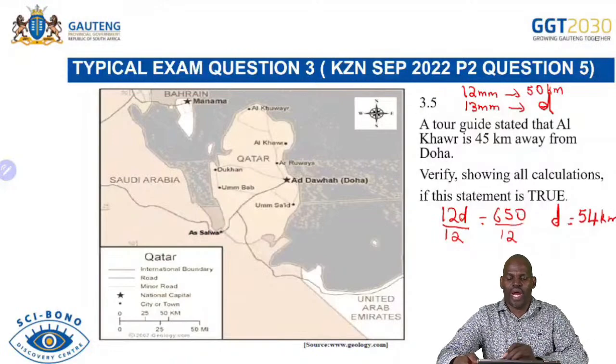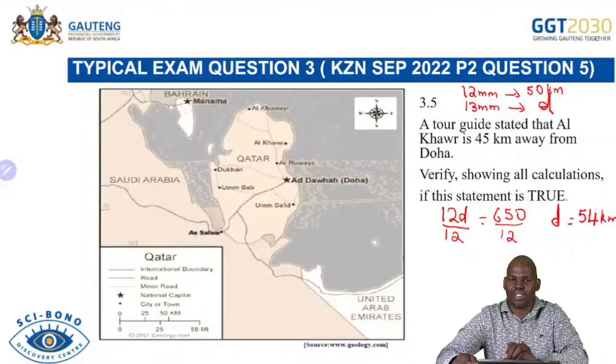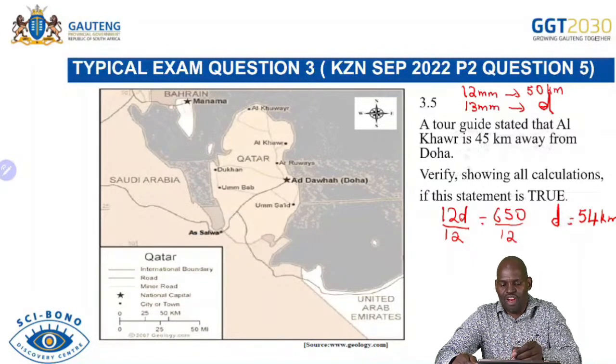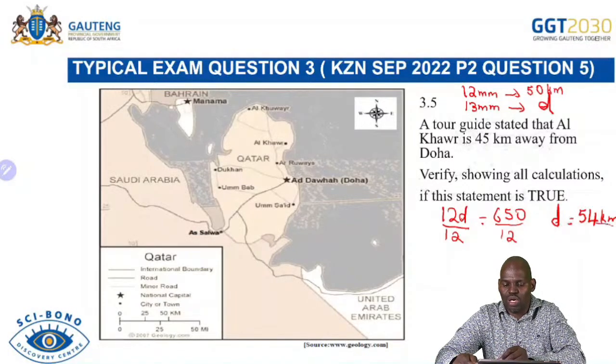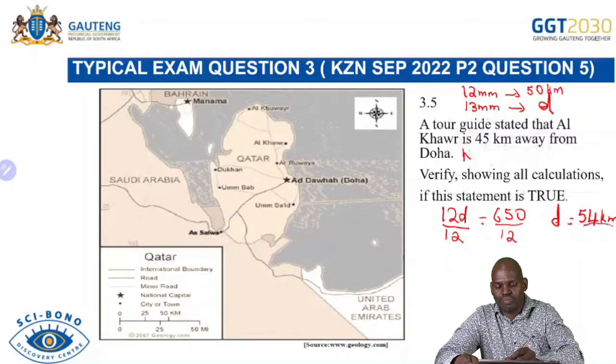Okay, so when I use the scale, remember initially I measured the scale is 12 millimeters, the same as 50 kilometers. But when I measure the length between the two places, I get 13. Then the question is, a tour guide stated that Al Khor is 45 kilometers away from Doha. So verify showing all calculations if this statement is true. You can see that the statement is not true because the distance is actually 54 kilometers. So you also have to indicate not true.